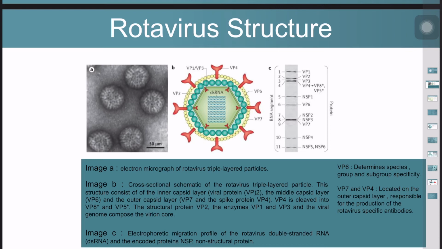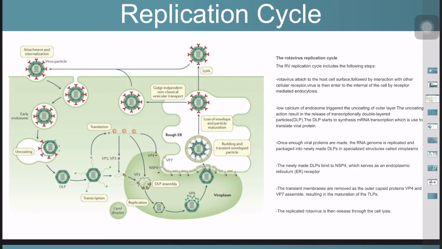From this image, we can see that the rotavirus is mainly made up of viral proteins, and each viral protein has a different function. Viral protein 7 and 4 are responsible for the production of rotavirus specific antibodies. And image C is the electrophoretic migration profile of the rotavirus double-stranded RNA and the encoded protein NSP, which is non-structural protein.